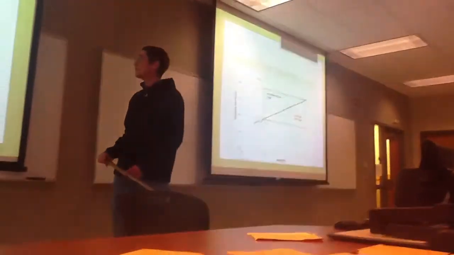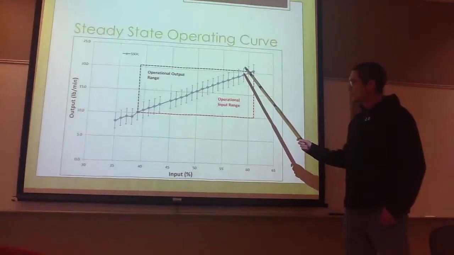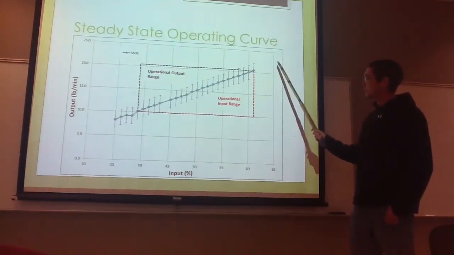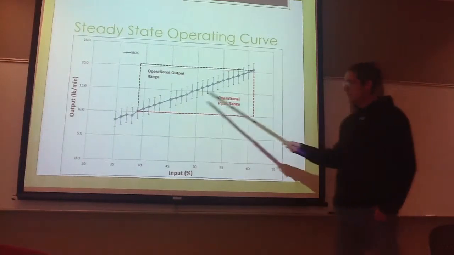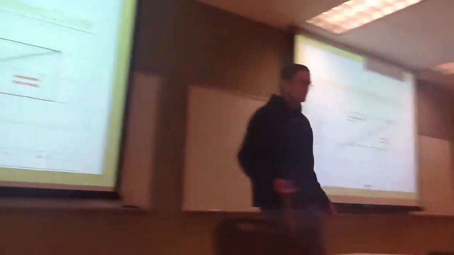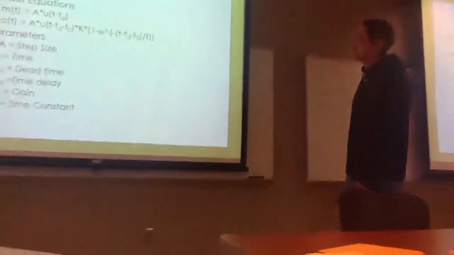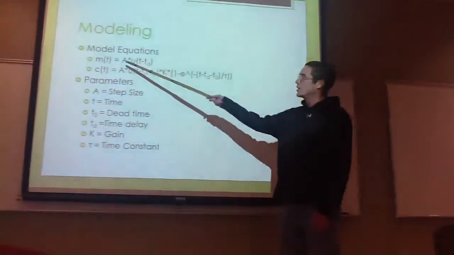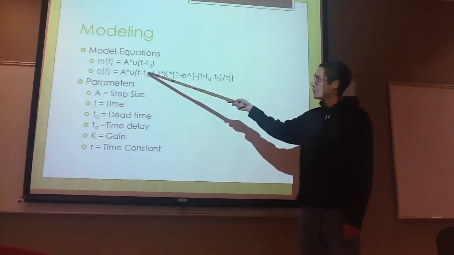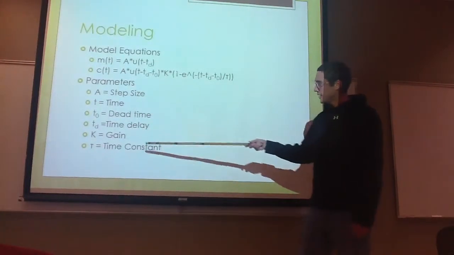After we do a variety of different inputs, we can plot them on a graph. First the output, get a steady state operating curve. You could fit a line to this and extrapolate data for different inputs if need be, or interpolate some that might be missing. In the modeling, we'll be using these modeling equations for the manipulated variable, the input. You need these variables, and also for the output, that'll be your step size, dead time, gain, and time constant.